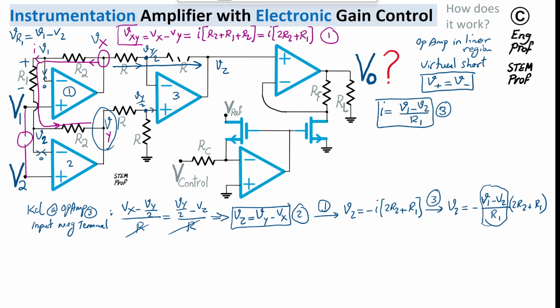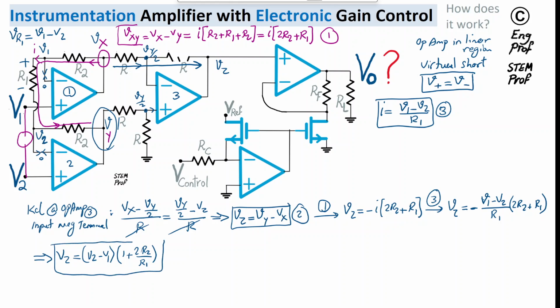Alright, so the next step, as a part of the further simplification, I can say Vz, and then pushing this negative sign here, I get Vz is equal to V2 minus V1 times 1 plus 2R2 over R1. So basically an amplified version of the difference between the two voltages V2 and V1, or the delta V across any sensor that we have there.